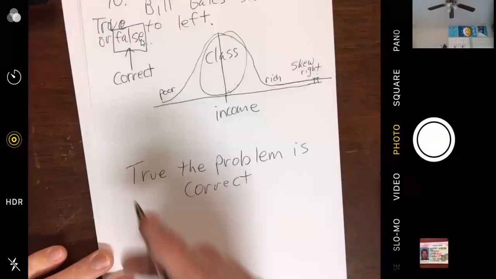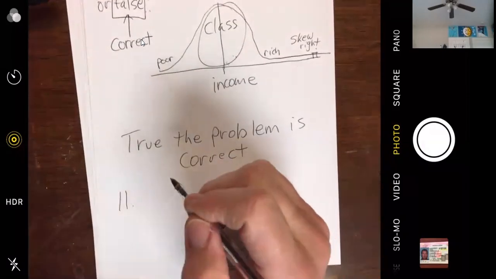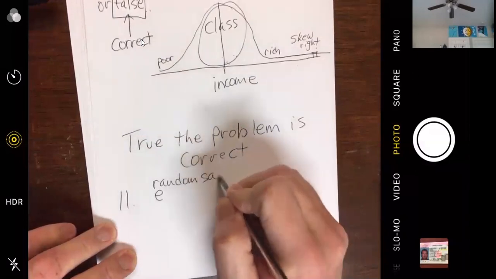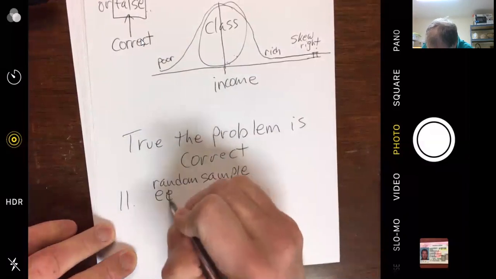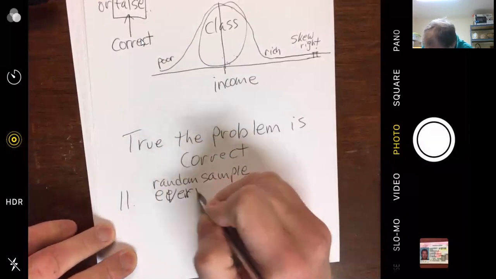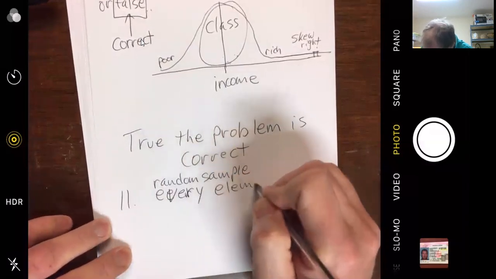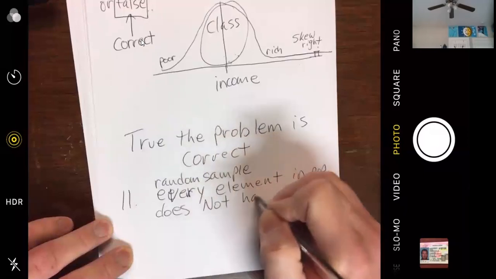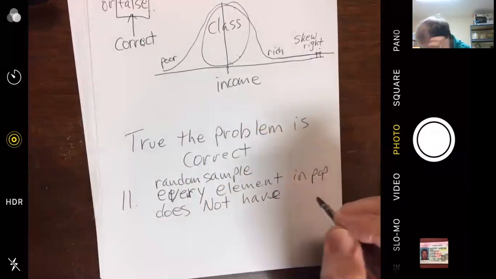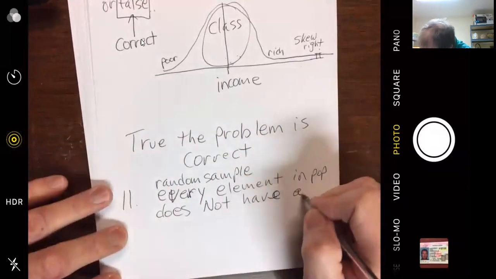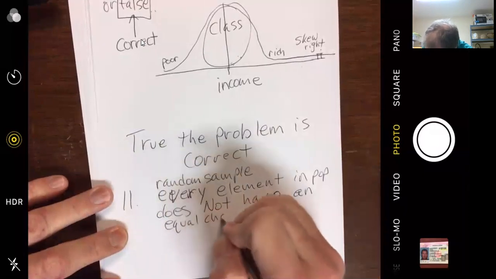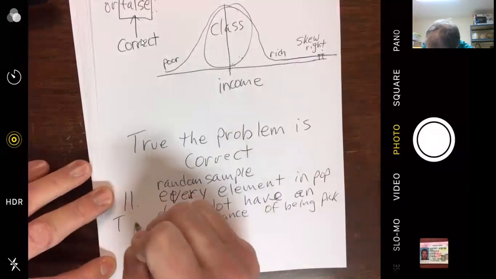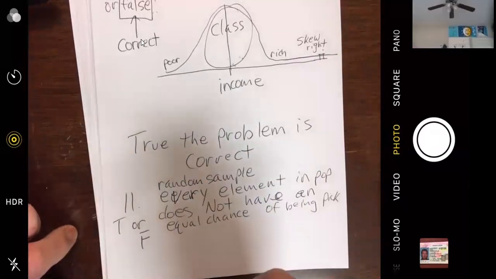The next one is 11, and it says, in a random sample, every element in the population does not have an equal chance of being selected. And you selected false. Every element in the population does not have an equal chance of being selected. In a random selection, right. How did I answer this? You answered it as false.